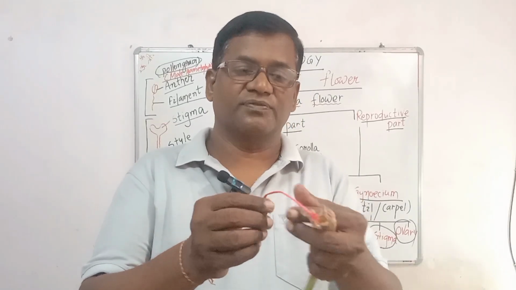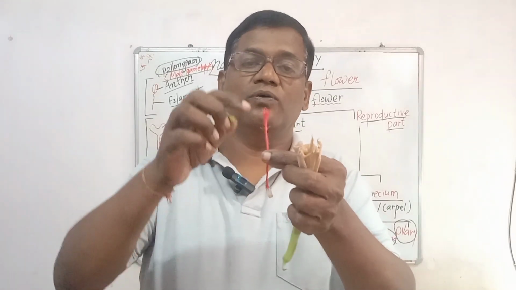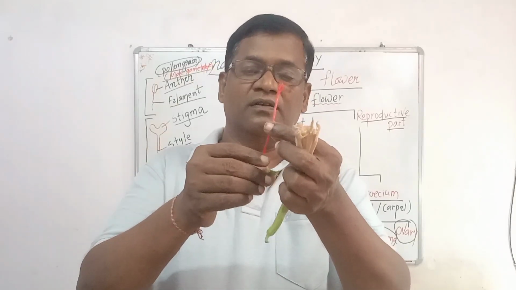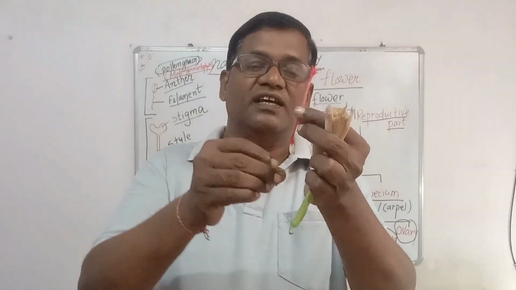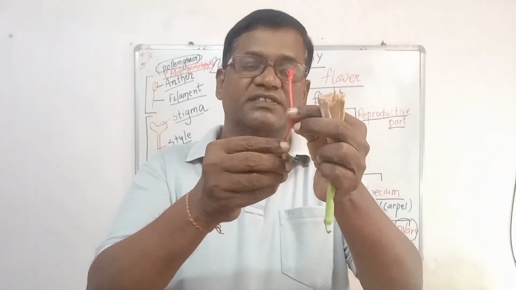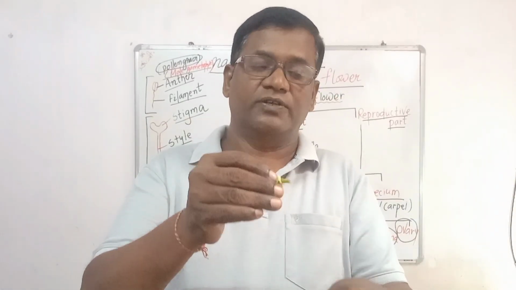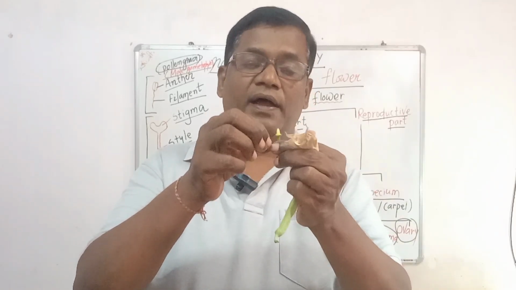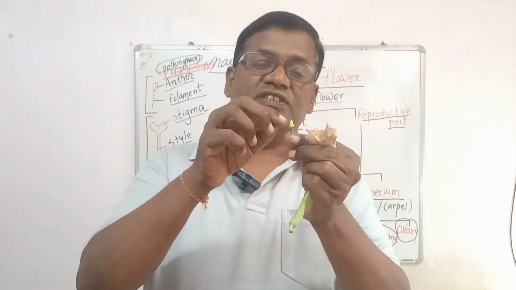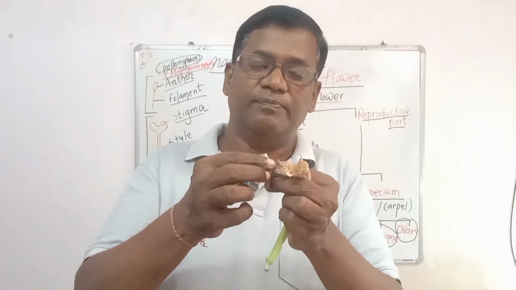Now that is the structure of the stamen, and now we will read about the pistil. In the pistil, you see, this is the stigma, this is the style, and this part is called the ovary. You see, I am dissecting the ovary to show you. Inside this ovary there is an ovule, and inside the ovule there is an embryo sac.